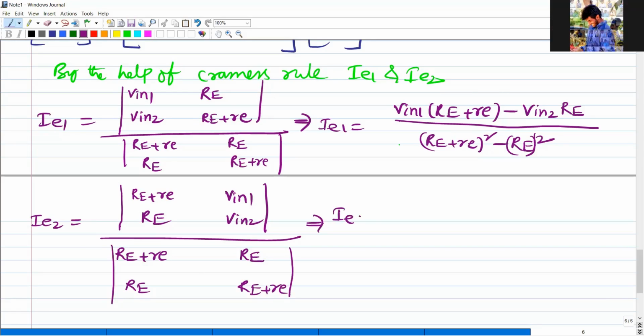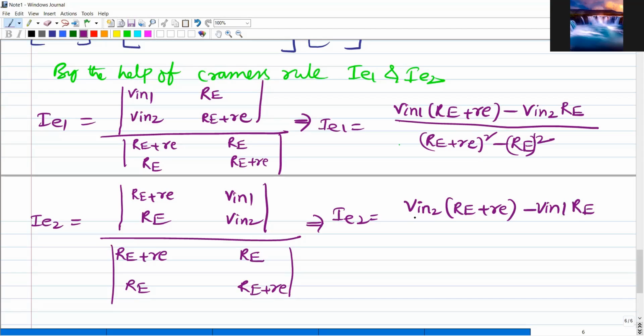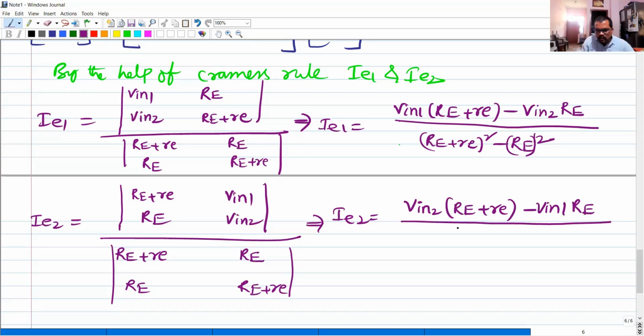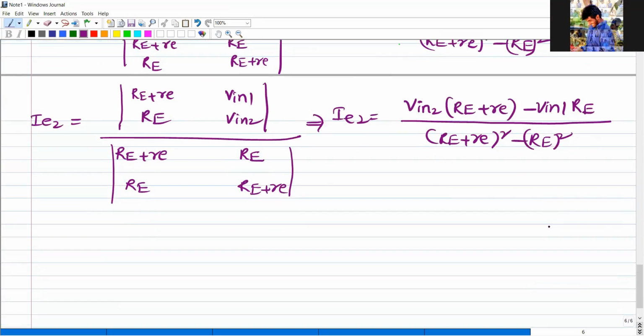IE2 is equal to V into RE plus RE, minus V in 1 into RE, divided by RE plus RE whole square minus RE whole square. Right. This is IE1, IE2.